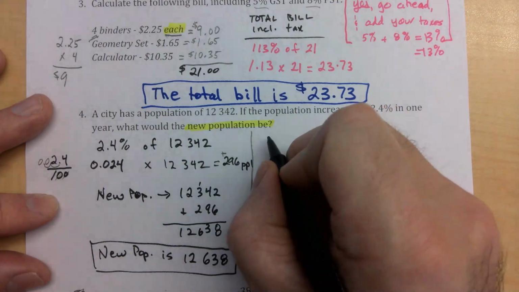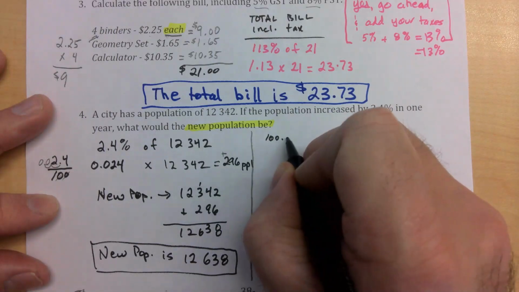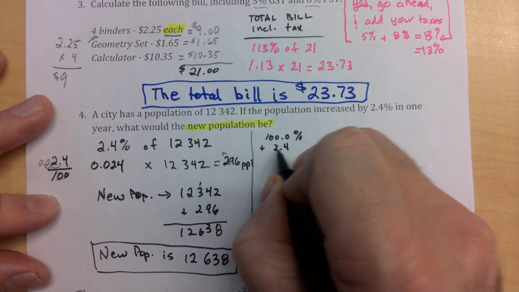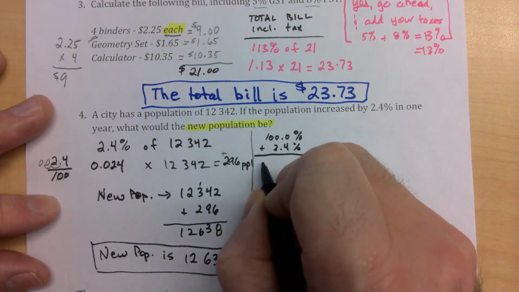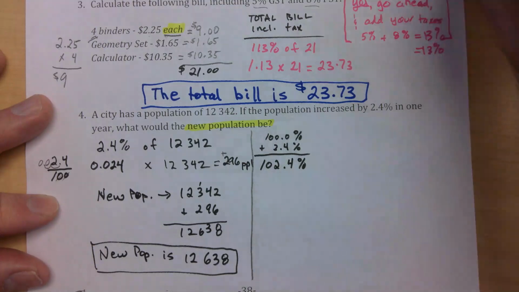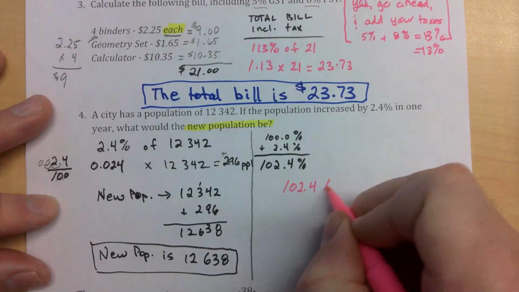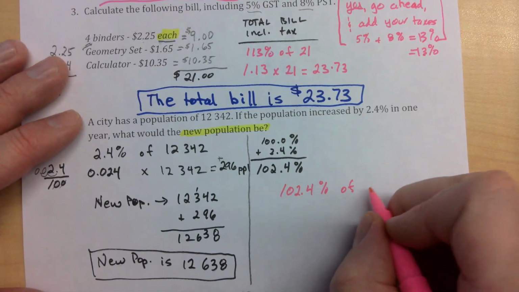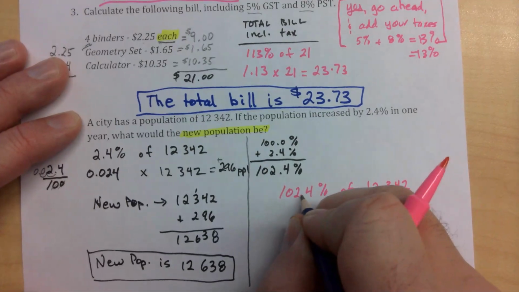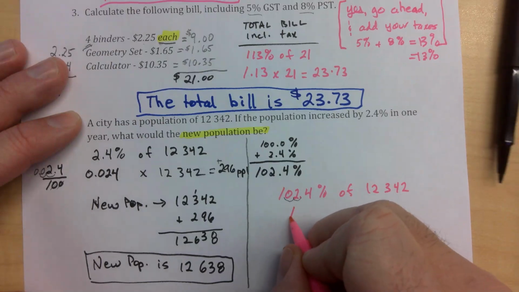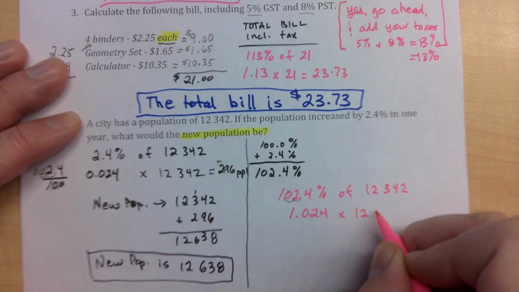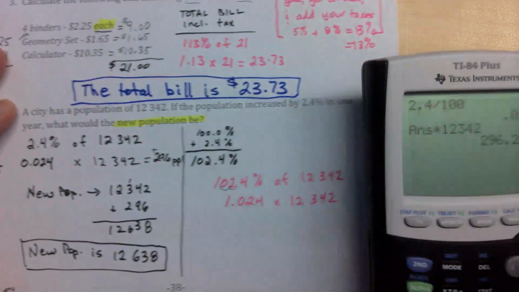Now, watch this. So we're going to take 100% of the old population, and we're going to add, notice I put in a decimal there. Why? Because I need a decimal, because the increase is 2.4%. So why can't we just calculate 102.4% of 12,342? Now look, you're still punting the decimal 2 places to the left. What is this as a decimal number? It's 1.024 times 12,342. Let's see what that works out to be.